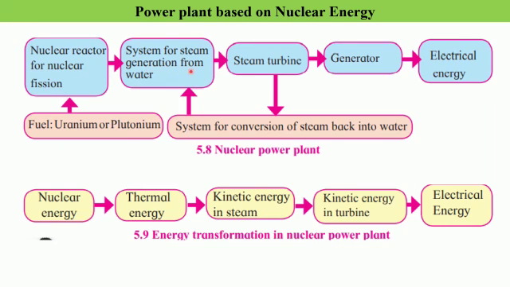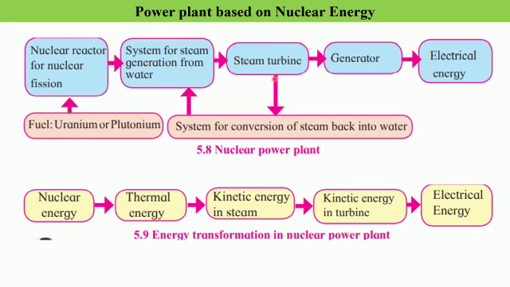System for steam generation from water. So the heat that will be released during the breaking of the nucleus, that is fission, is used to heat water so as to produce steam. This steam is used to drive the steam turbines. The steam turbine in turn activates the generator and it produces electrical energy.